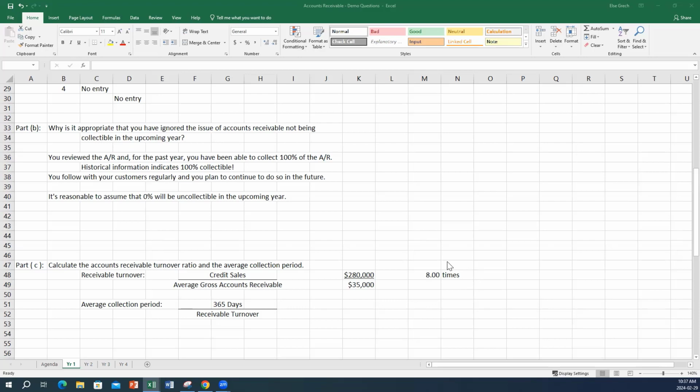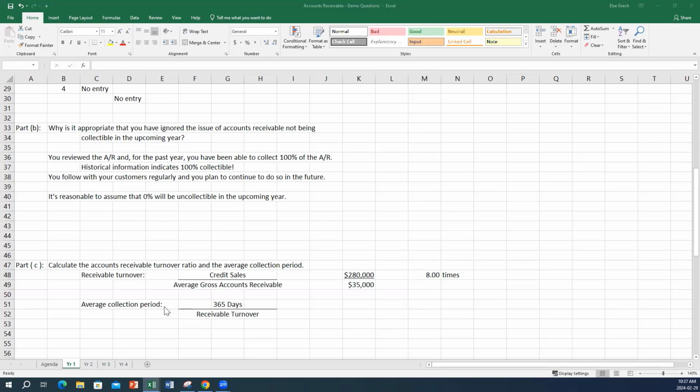Now, is this good or bad? And the answer is we can't tell. We can only tell if a ratio is good or bad if we have something to compare it to, such as the industry average or the ratio from past years. In this case, we don't have any of that information, so we can't say anything about whether this is good or bad. But what we can do is we can calculate the average collection period.